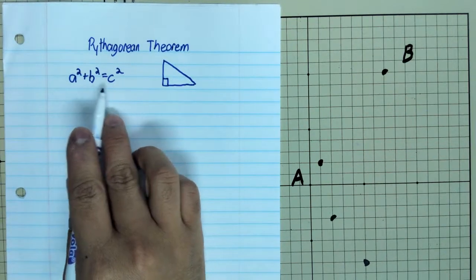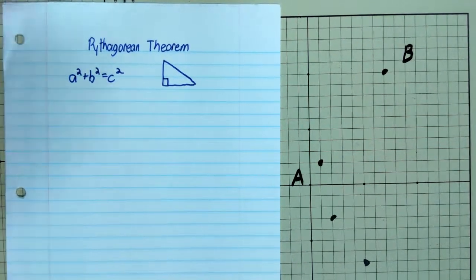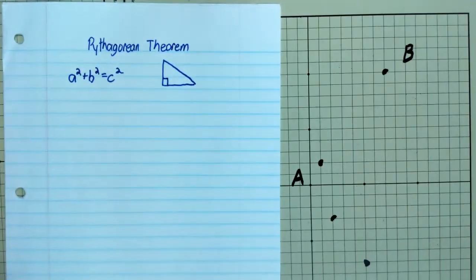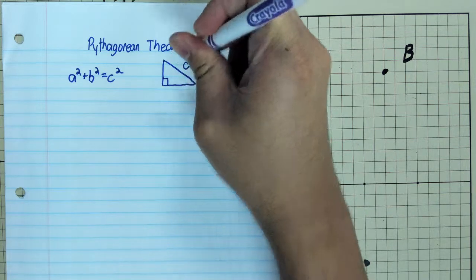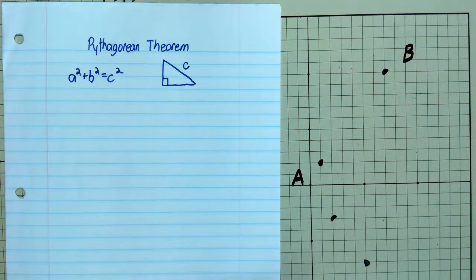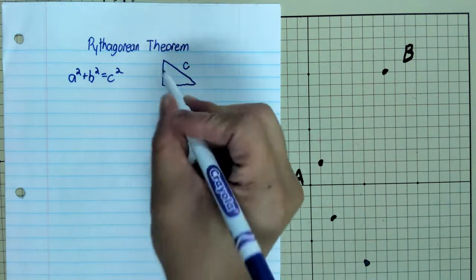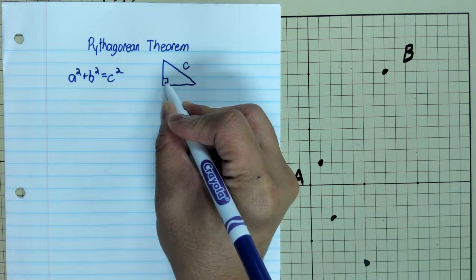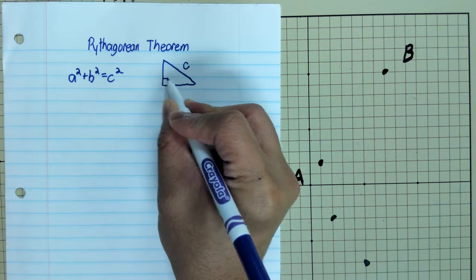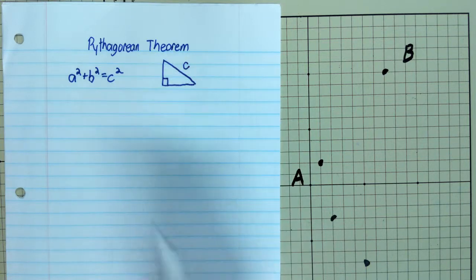A, b, and c refer to the lengths of the sides of that triangle. C is always the hypotenuse. It is always the longest side of the triangle. It is the side that is opposite your right angle symbol. So my right angle box is right here. Across that, that's always c.